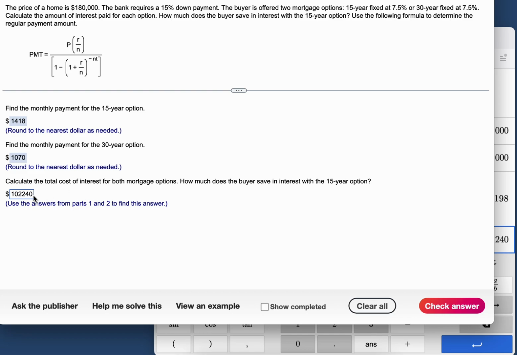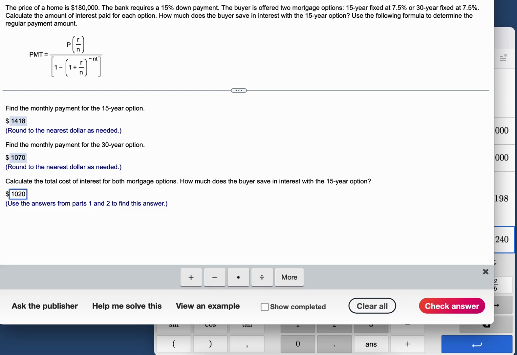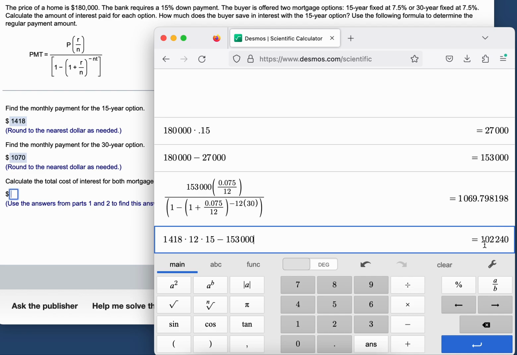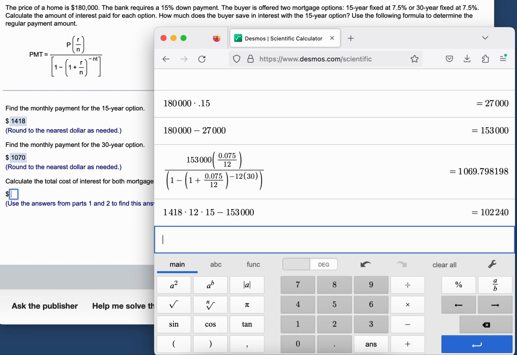Okay. Oh, I see. They want actually just the difference between the 15 and 30-year option. So this isn't the final answer we're looking for here. We do need this answer, but let me delete that. So this is the interest that you are paying for the 15-year option. I'll hit enter. I'm going to do the same computation, but for the 30-year option.